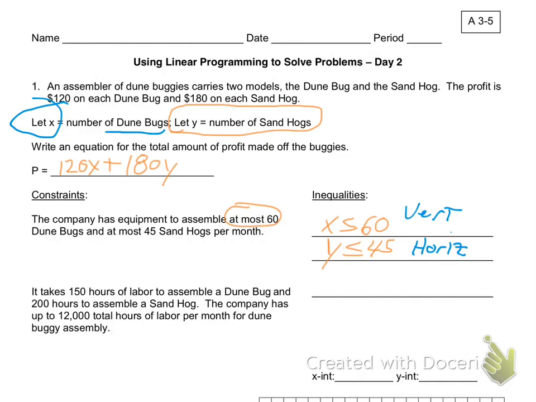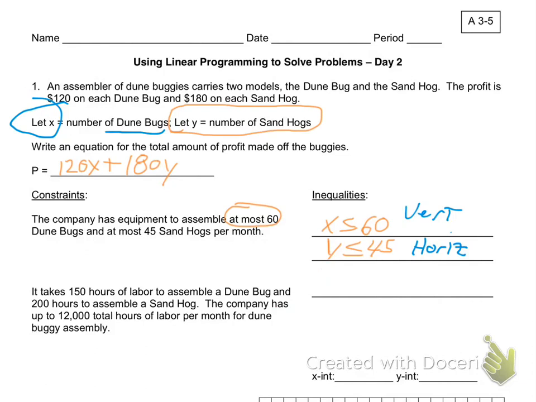So let's take a look at the next constraint. It says here that it takes 150 hours to do the x and 200 hours to assemble a y. But we only have 12,000 hours available. Maybe that's how many employees we have, divided by 40, whatever. That doesn't really matter. So let's go ahead and set it up.